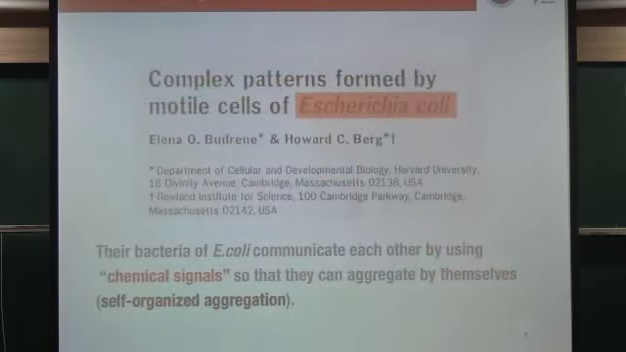And then this is the original paper by the experimentalists Budrene and Berg. And at that time, Budrene was at Harvard, but now he has moved to France. And the title of the paper is Complex Patterns Formed by Motile Cells of E. coli. And the interesting point is that the bacteria of E. coli communicate to each other by using chemical signals, so that they can aggregate by themselves. So we call this kind of aggregation self-organized aggregation by using a sort of signal.